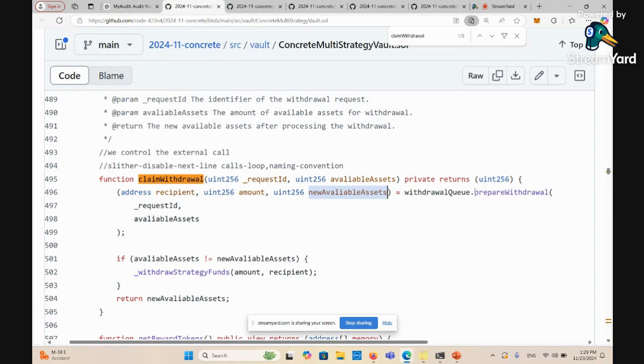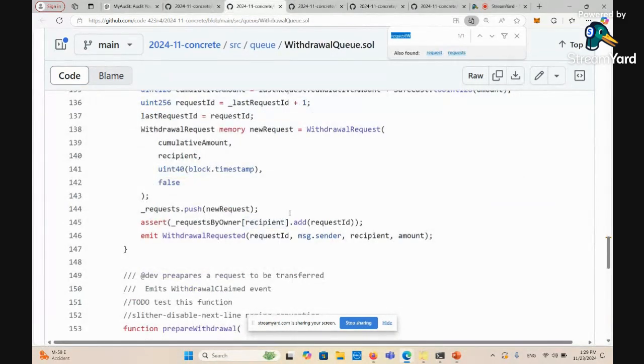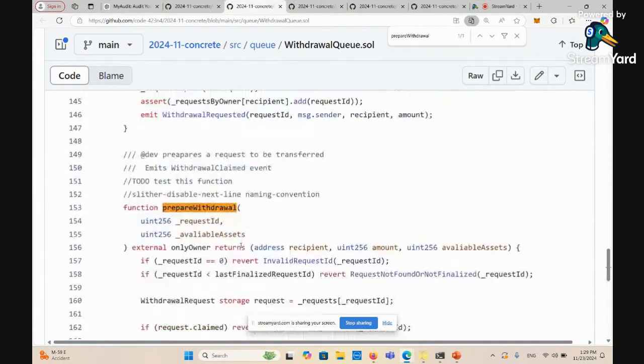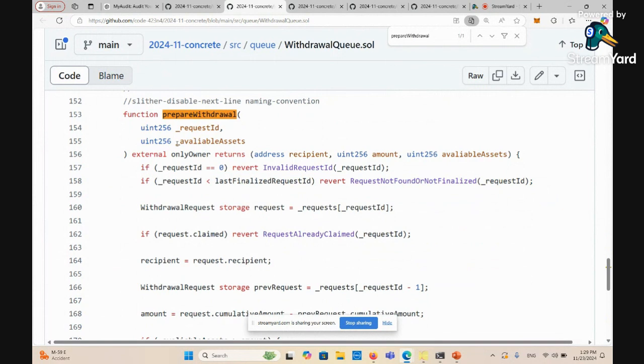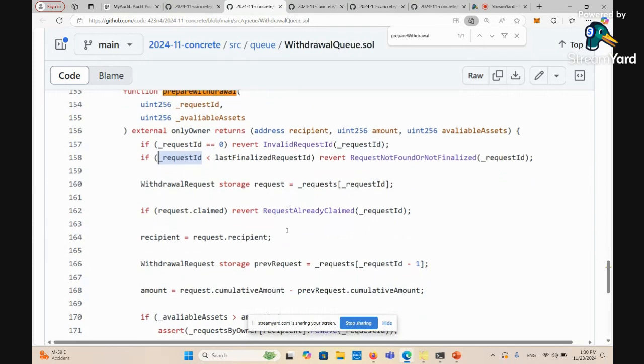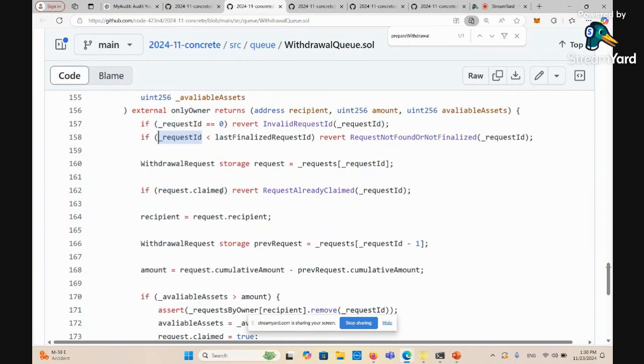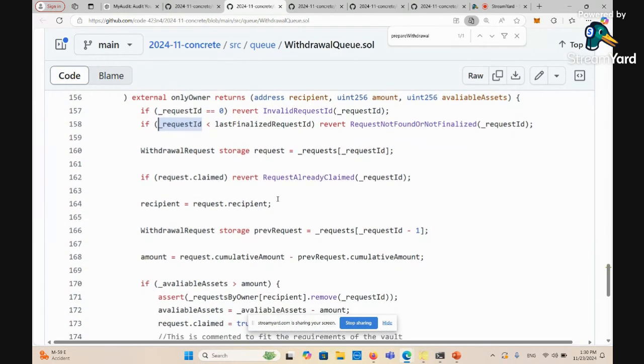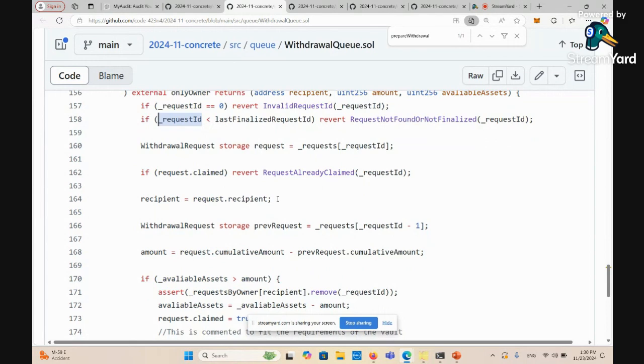Let's look at how this one is doing. This is going to prepare withdraw, take the original available assets, and then check if this request ID is already too big. If it's too big, that means it's illegal, then we revert. Otherwise, we check if it's already claimed. If it's already claimed, we are not going to honor it again.